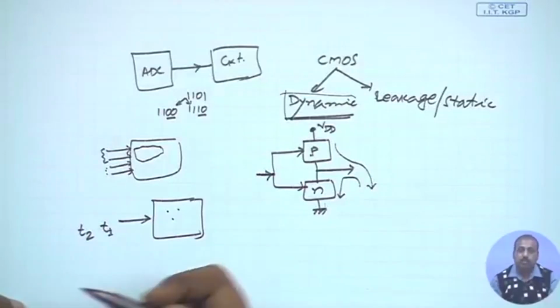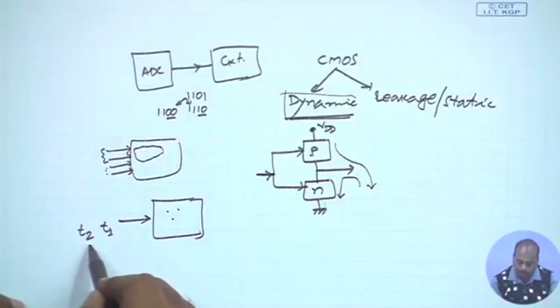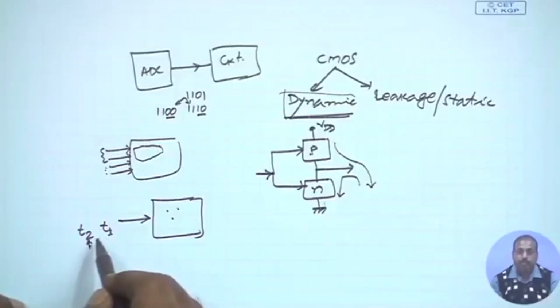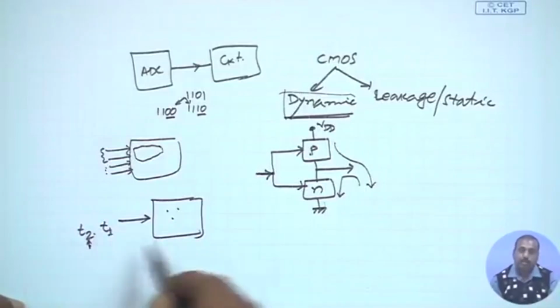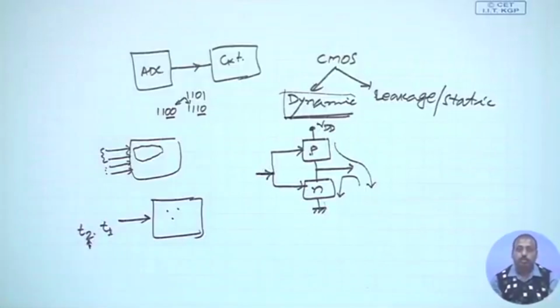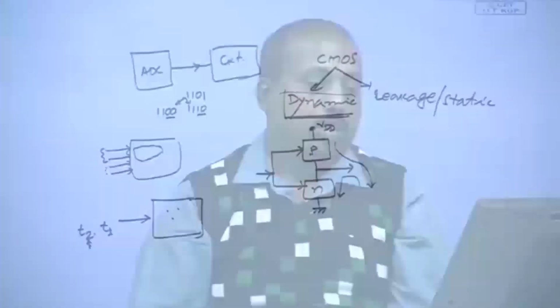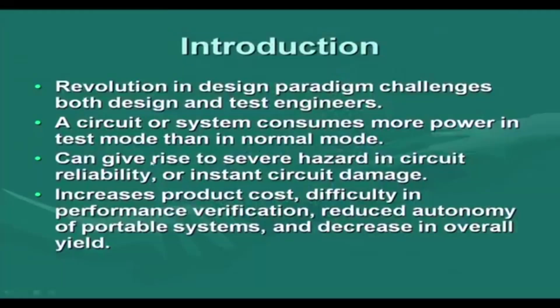So, as a test engineer, what we would like to do is that T2 should be highly different from T1, so that it excites some other faults which were not excited by T1. So, that is the expectation. So, in case of testing, these successive patterns that we are having are highly uncorrelated, whereas for normal operation, successive inputs are often very much correlated to each other. So, that is why this circuit or system consumes more power in test mode than in normal mode.